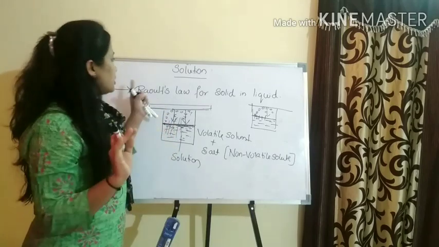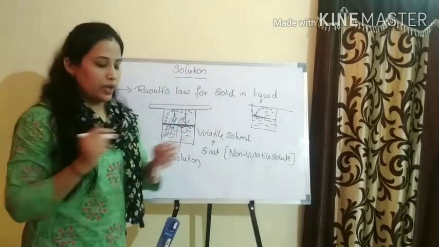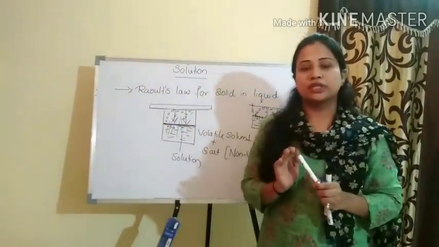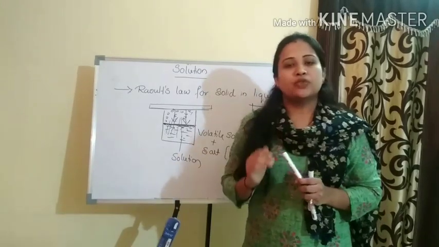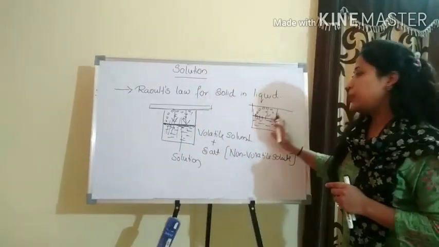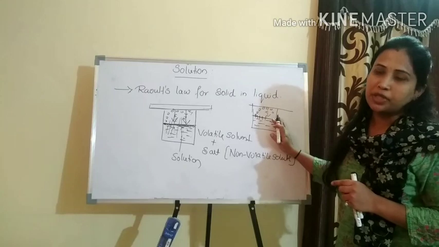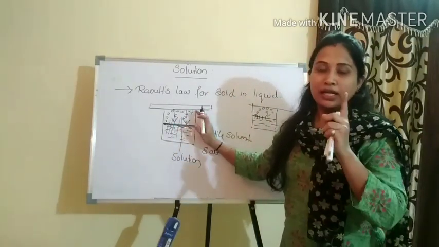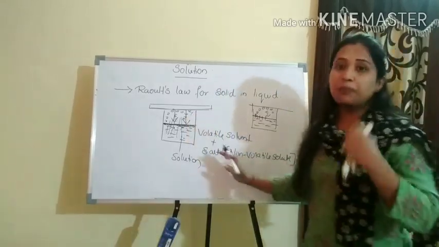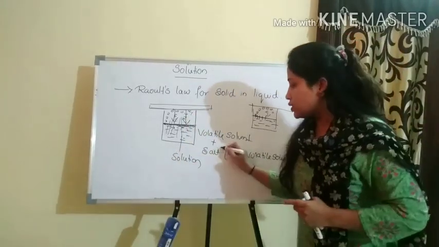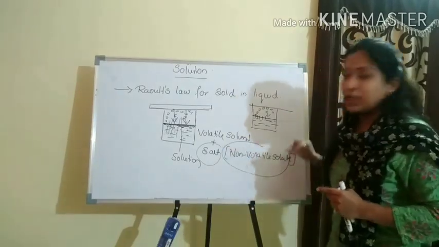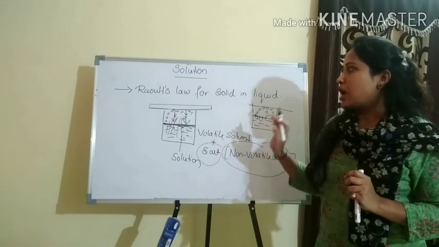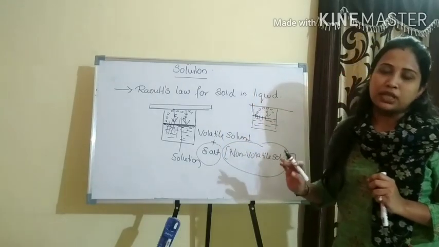So this is Raoult's law for solid in liquid solutions. When we compare a pure solvent and a solution with a non-volatile solute, the pure solvent will have the higher vapor pressure, whereas the solution will have the lower vapor pressure. Why? It is because of the presence of impurities, where the salt or the non-volatile solute is considered an impurity here. So this is about Raoult's law for solid and liquid solutions.